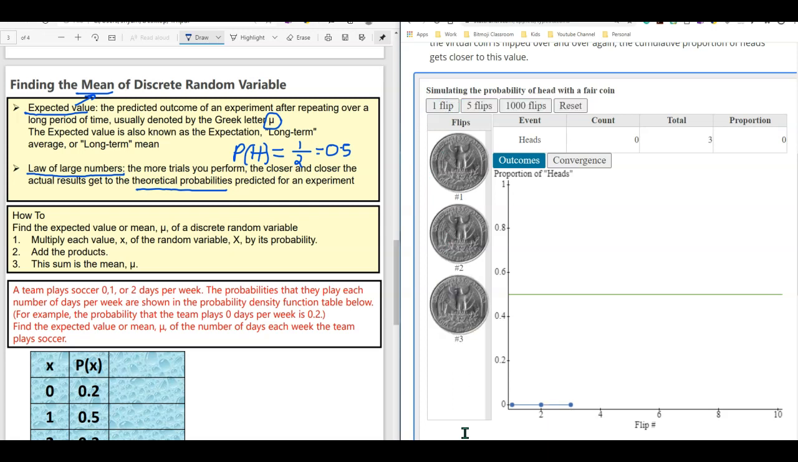Let me flip a coin again. Again, I have a tail. That doesn't mean the probability of getting a head is 0. So let me flip a coin again. Again, I have a tail. Well, does that mean this is a tricky coin? Let's go ahead and take a look.